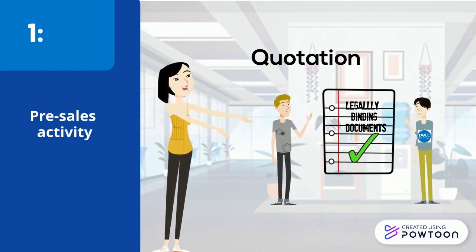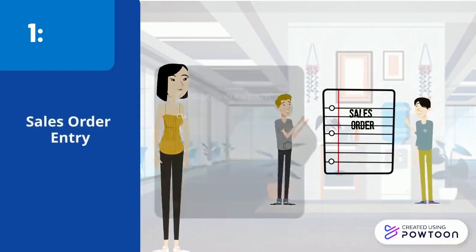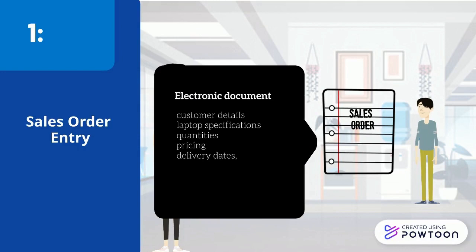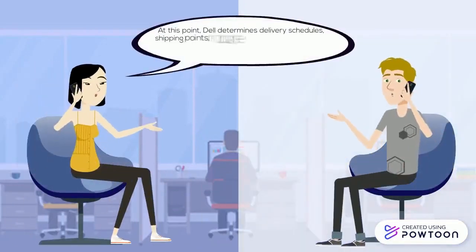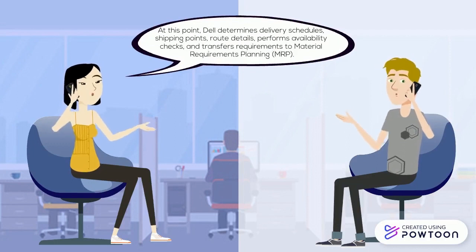Once a customer approves a quotation, Dell will generate a sales order. The sales order is generated originating from the approved quotation. This sales order is stored as an electronic document containing customer details, laptop specifications, quantities, pricing, delivery dates, shipping information, and billing information. At this point, Dell determines delivery schedules, shipping points, route details, performs availability checks, and transfers requirements to Material Requirements Planning, MRP.